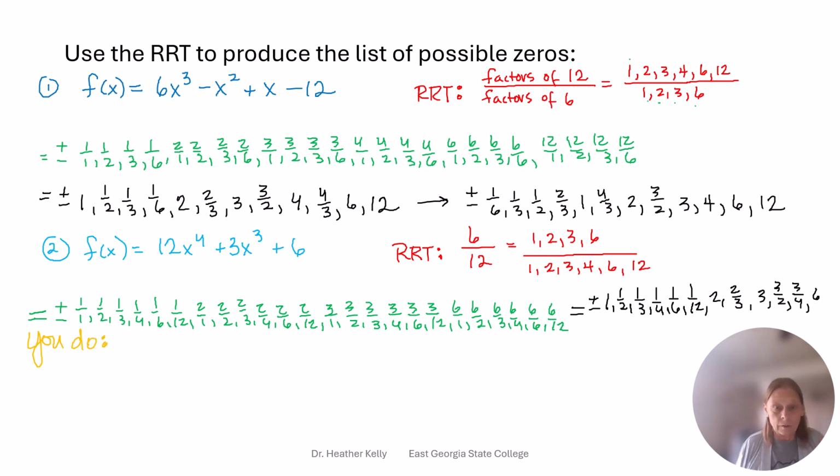And let's see here. We'll do 5x cubed minus 7x squared plus x minus 20. And I'll give you about a minute and about a minute and a half.